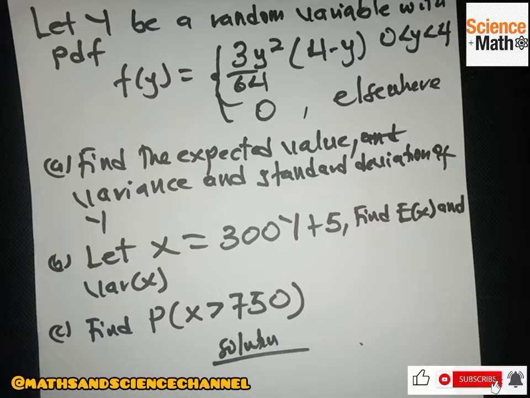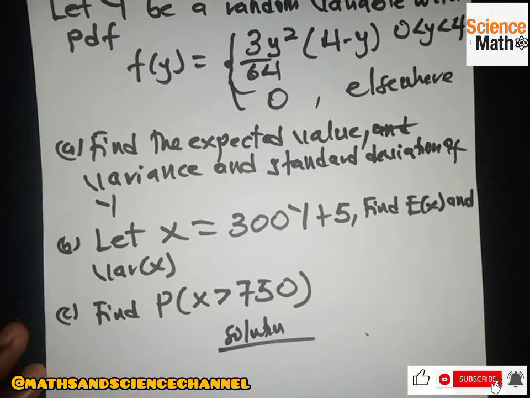And then also the sub-question says, let s equal 300y plus 5. We should find the expectancy of s, and then also the variance of s, and we should also find the probability that s is greater than 750. So let's look at how we can solve this question.